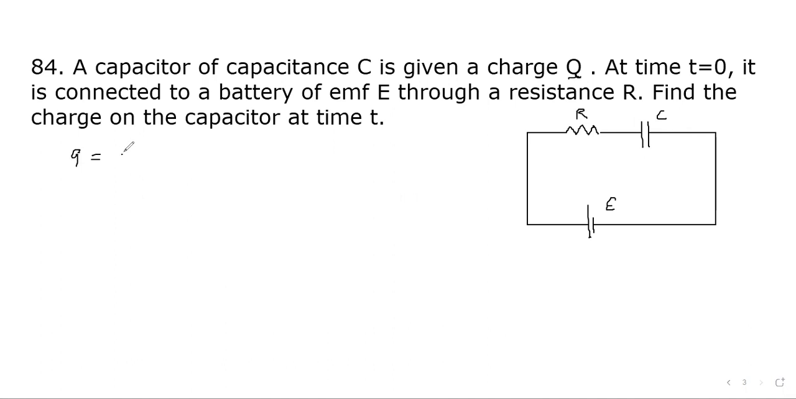q equal to Q0 e to the power minus t upon RC. Here Q0 means capital Q. And due to this battery, this capacitor will get charged. And the charge at any time, here the maximum charge will be equal to CE, times, in the case of charging, 1 minus e to the power minus t upon RC. And that will be our answer. So this is one method. Now let's consider another method.